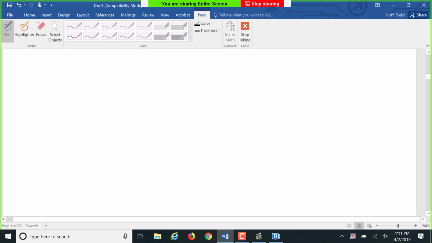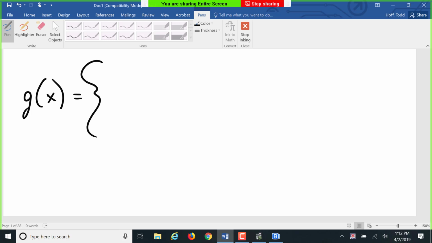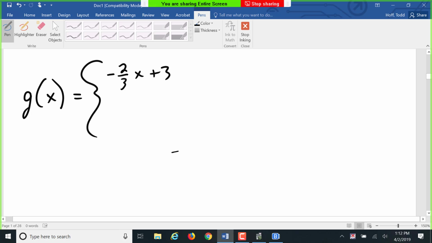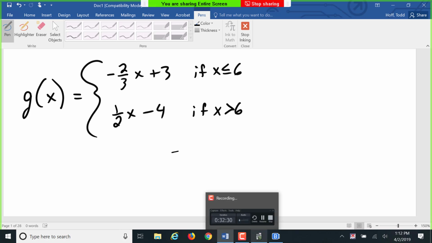Next, I want you guys to try to graph one. Again, g of x equals negative 2/3 x plus 3 if x is less than or equal to 6, and 1/2 x minus 4 if x is greater than 6. I'll give you a minute or so to graph those.